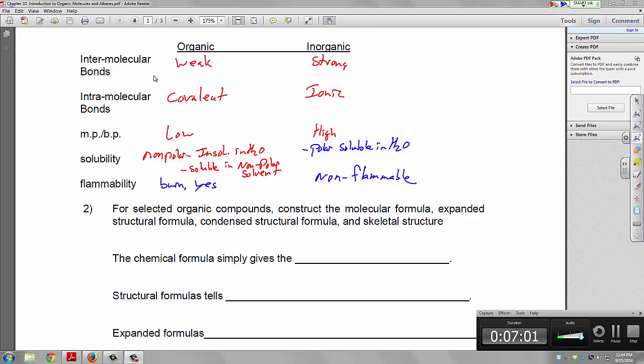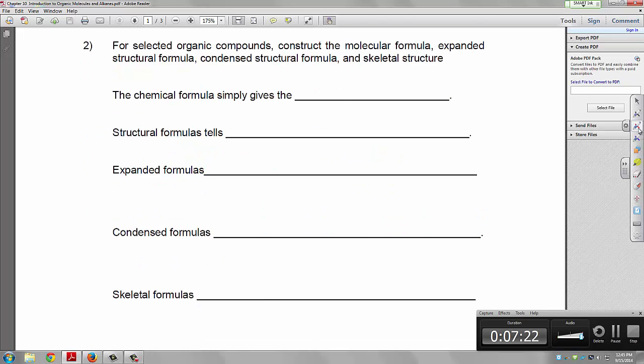Okay. We talked about a number of different chemical formulas. We talked about many different types of formulas. The chemical formula simply gives you the number and types of atoms. So for example, we could have C5H12, something like that. The structural formula tells us how the atoms are arranged.